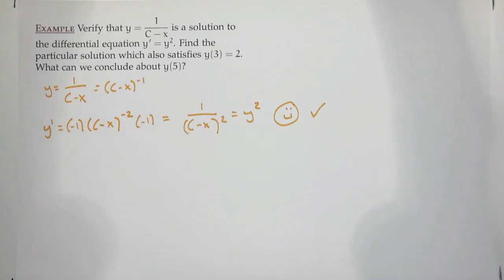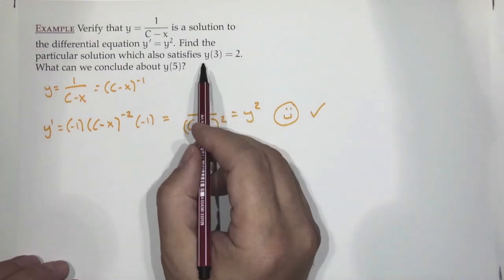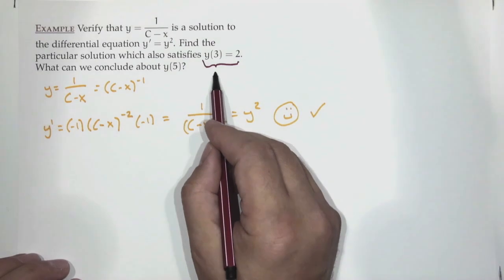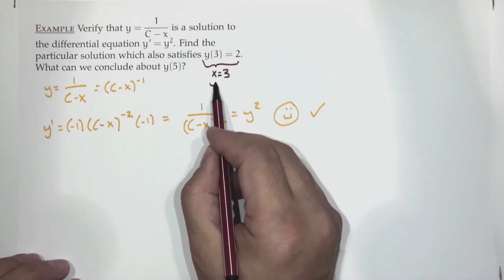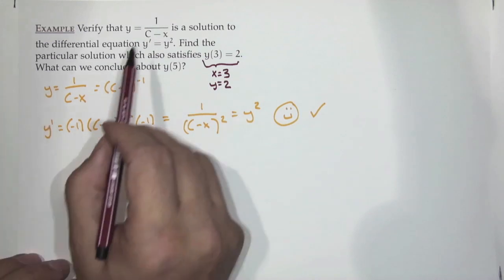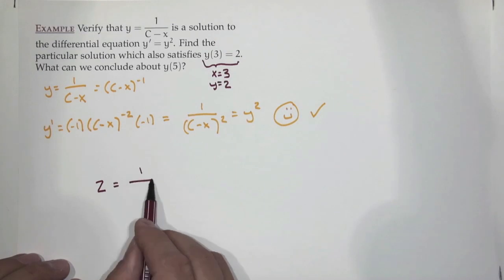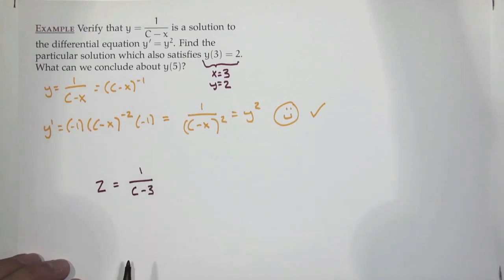Now it says find the particular solution, which satisfies y of 3 equals 2. Now, when you say find the particular solution, it's like solve for c. That's what that really means. Okay, so how do you solve for c? Yeah, we use our initial information, these initial conditions. So this is really saying when you plug in x equals 3, you're getting out y equals 2. So we come to our function. We say, okay, so 2 should equal 1 over c minus 3.